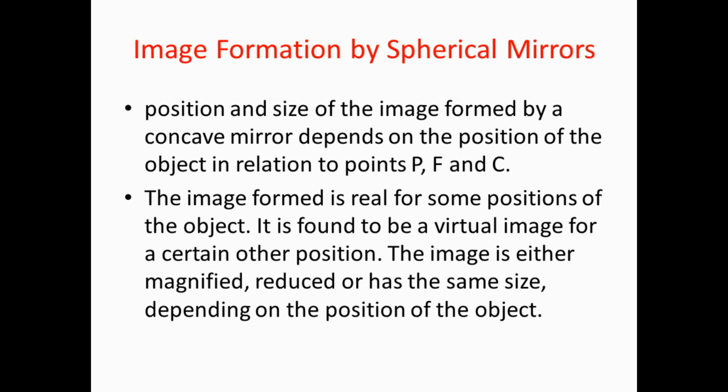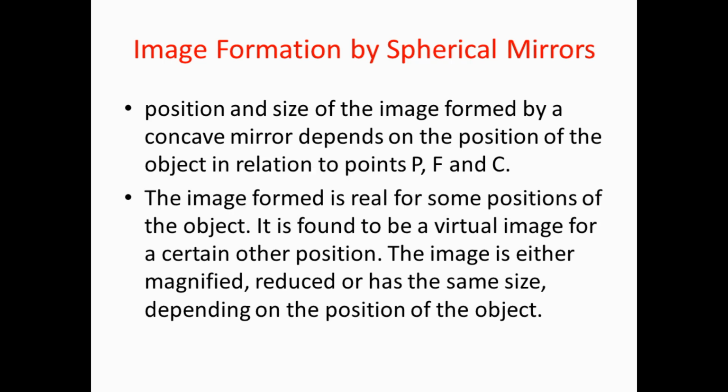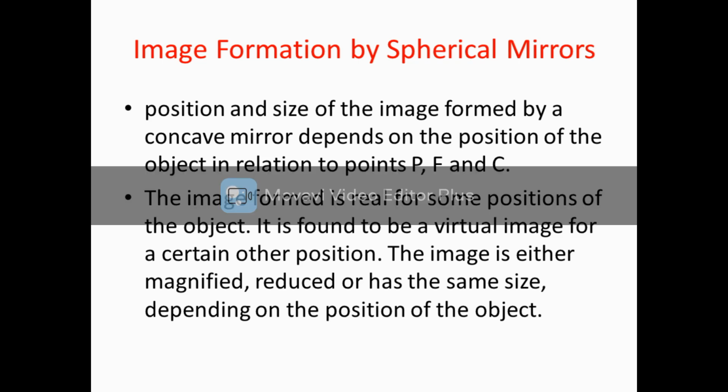Next, we already learned what a concave mirror and a convex mirror are, and also their parameters. Now we move to image formation by the spherical mirror. Image formation depends on certain positions, the position and also the size. In a concave mirror, it depends on three things: P, F and C. P is pole, F is focus and C is center of curvature.